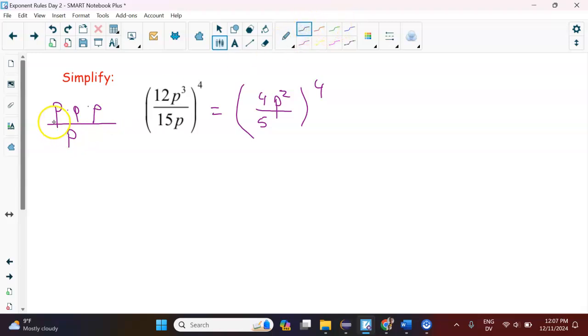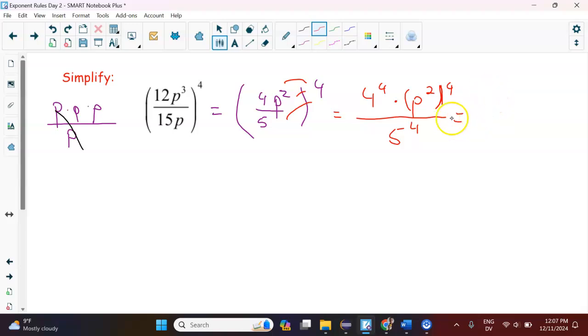With the idea being, again, if you expand it out, you could cancel out one p and you end up with just a p squared on top. Okay, so now that we got that, now I would actually do my distribute rule, or keep doing expanded form if you really want to. But basically at this point, the 4 is going to distribute to everything. So we have 4 to the 4th, p squared to the 4th power, and then over 5 to the 4th power.